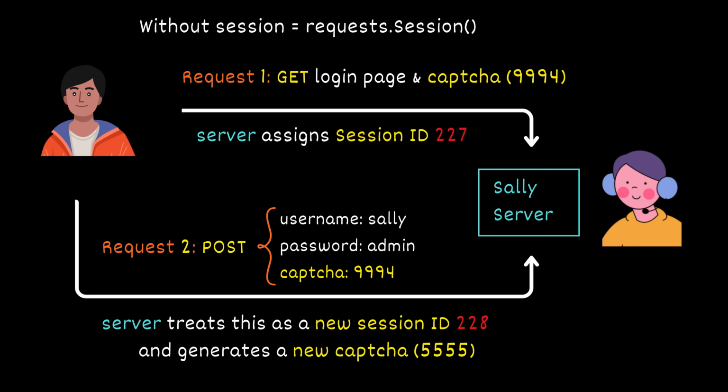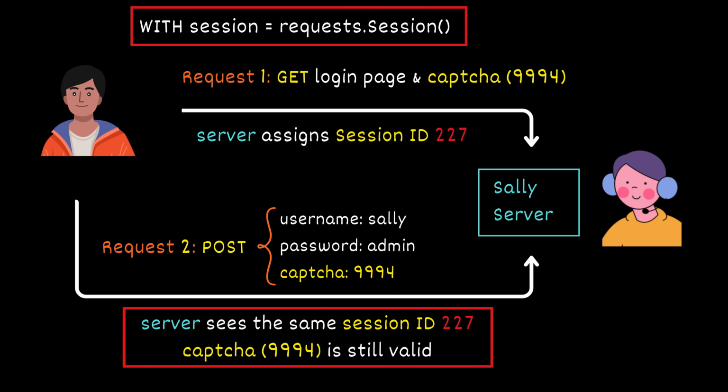Because the CAPTCHA image Kim downloaded was tied to session 227, but he's now submitting the answer under session 228. The server says, nope, that CAPTCHA was never shown to this session. The result? A big red error: CAPTCHA incorrect, even if Kim solved it perfectly. That's why Kim uses a persistent session. With this one line, every request, whether it's visiting the login page, downloading the CAPTCHA, or submitting login credentials, is now sent using the same session ID, just like a real browser.